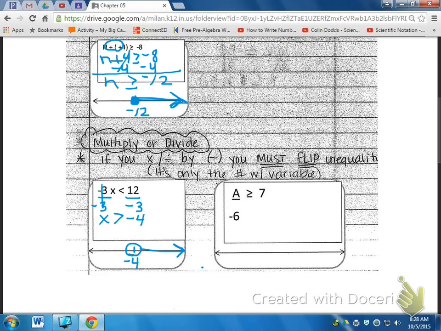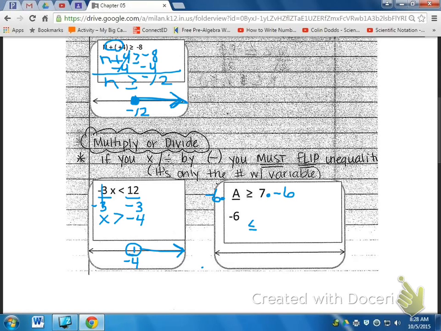Okay, what about that one over there? A divided by negative 6 is greater than or equal to 7. What's going to happen with that? Haley, what should I do? We're going to multiply both sides by, what number do we want to get rid of? Negative 6. You're going to multiply both sides by negative 6. And when we multiply by a negative, this is going to get turned to less than or equal to.